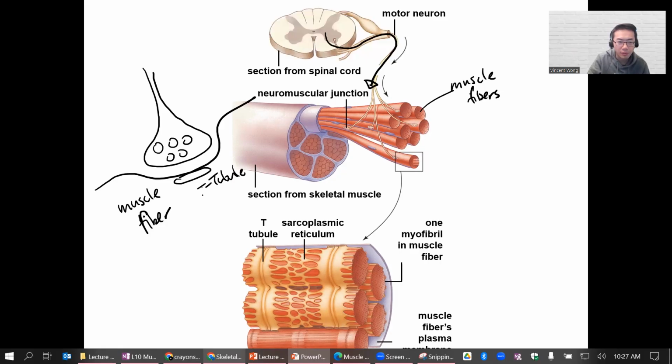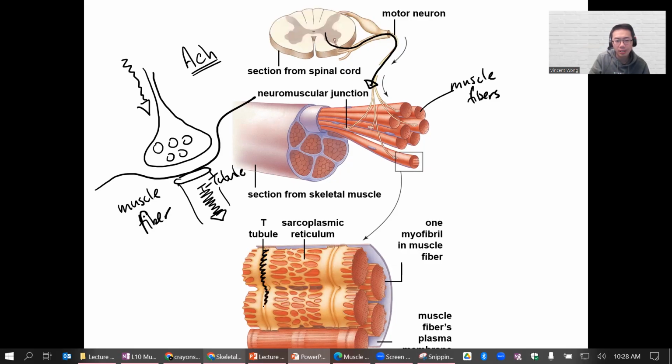T stands for transverse, by the way. The T tubules will lead down to your sarcoplasmic reticulum. So when the action potential comes, it will cause the release of neurotransmitters. The neurotransmitter that we use for communication is acetylcholine, ACH for short. The acetylcholine will then cause channels to open and a signal to pass down the T tubules.